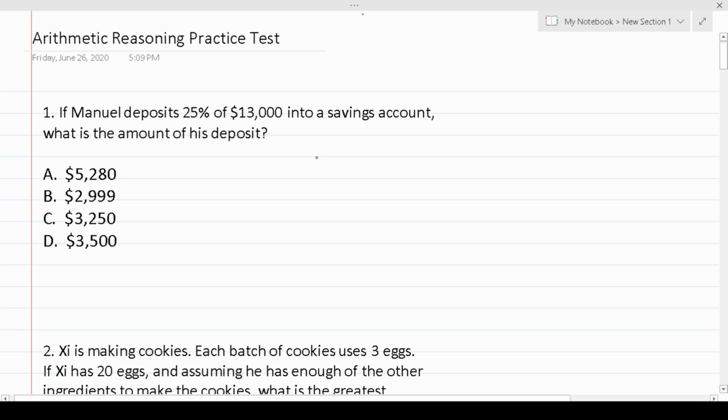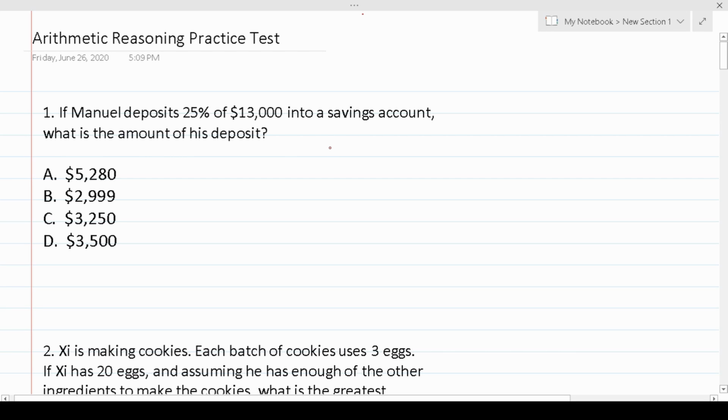All right, question 1 says if Manuel deposits 25% of $13,000 into a savings account, what is the amount of his deposit? So on the ASVAB, you're going to experience easy questions in the beginning of the test and harder questions as you get those easy questions correct. In light of the fact that the ASVAB is a computer adaptive test, for this practice test, I tried to mirror that. That is to say, the first half of this practice test is pretty easy, and the second half of this practice test is more challenging. But for number 1, all we have to do is figure out what 25% of 13,000 is.